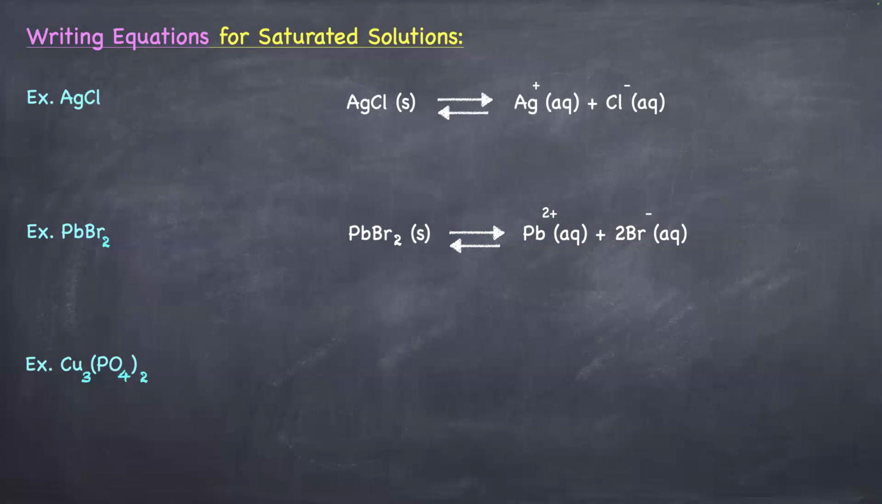Okay, so for the next example, copper 2 phosphate. We end up having the solid on the left, the ions on the right. So we end up getting 3 copper 2 pluses on the right, and then 2 phosphate ions on the right as well. So this is how we write the equation.